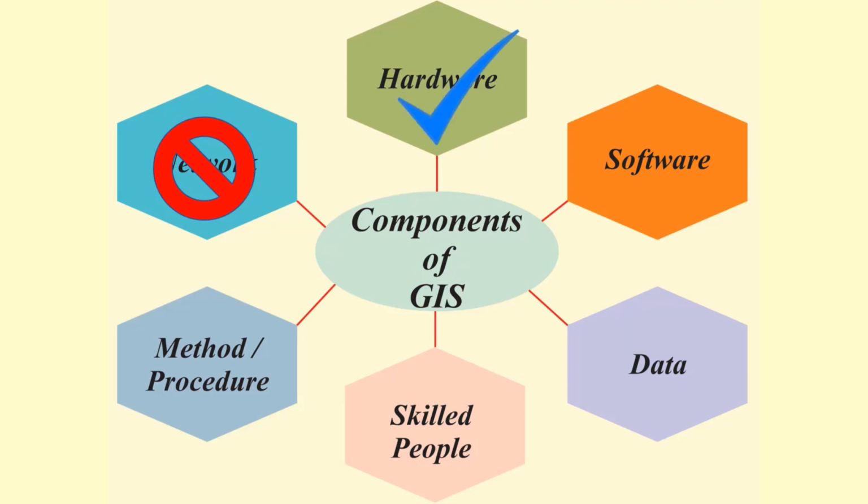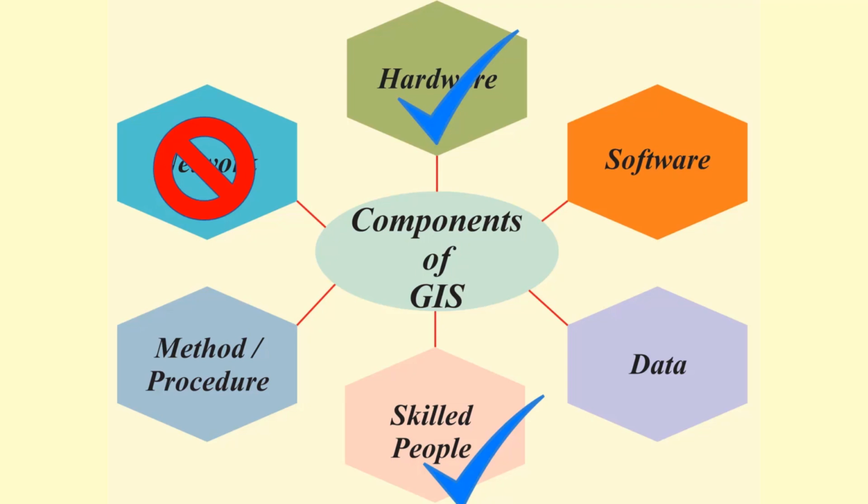For the time being, we will consider I am skilled people of GIS. At the end of this program, you people will be skilled people. As I am already here in this training program, we will consider the skilled people component also we have. The remaining are software, data, and method or procedure. In this video, we will see how to get GIS software. As you are aware, in this training program, we are going to use QGIS as a software to learn GIS.